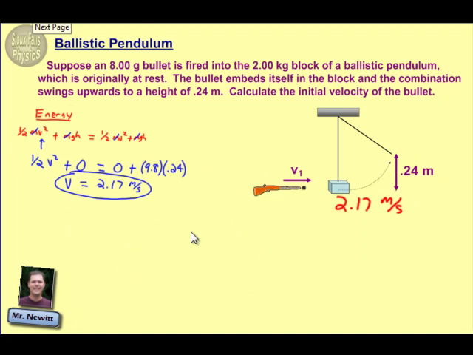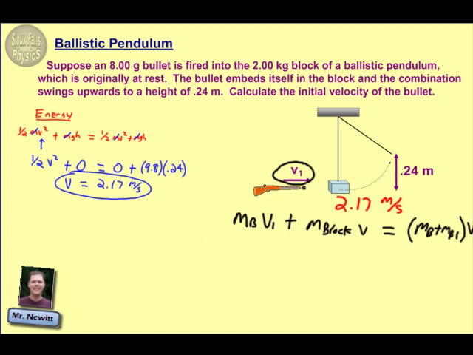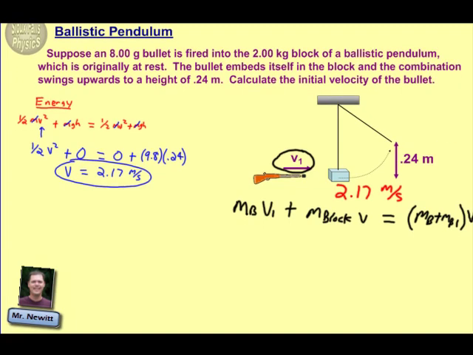The reason it's important for me to know that velocity is because now we're going to transition into a conservation of momentum problem. We have the bullet leaving the gun, so we're going to have the mass of that bullet times its velocity, V1, which is what we're essentially trying to find, the initial velocity of that bullet, plus the mass of my block times its velocity, which is going to be zero to start out with. That has to equal, remember, after the collision these are going together, the mass of bullet plus mass of block times V prime. V prime is going to be the 2.17 that we just calculated, the velocity of the bullet and block combination after the collision.